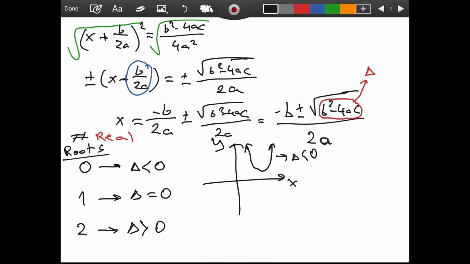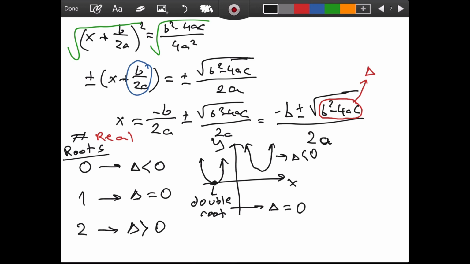If you have 1 root, the graph would be tangent to the x-axis. So, for example, you would have something like this. This is tangent. It intersects the x-axis only at one point. This point is sometimes called a double root. And this is in case where the determinant is equal to 0.